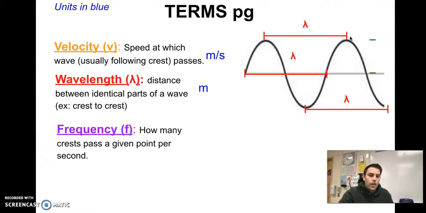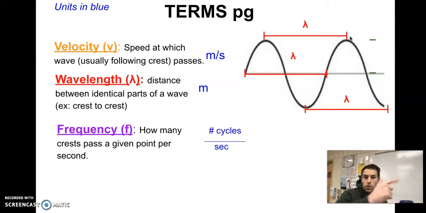And then we could also look at frequency. Frequency is how many times crests pass a given point per second, and we're going to measure that in cycles per second. So how many wave crests, or parts of a wave, pass per second. But usually when we actually measure it, yes, the units are cycles per second, but it's going to be in hertz. Just like current is coulombs per second, but we measure current in amps.